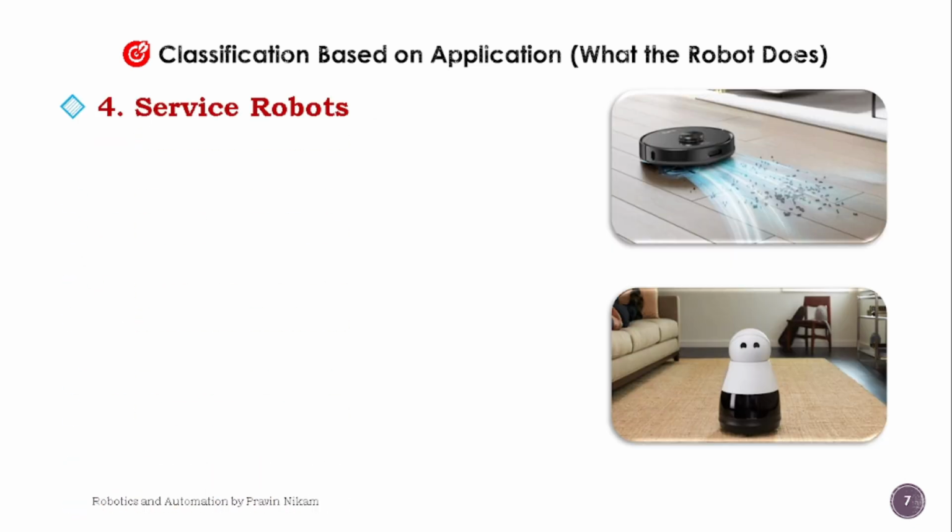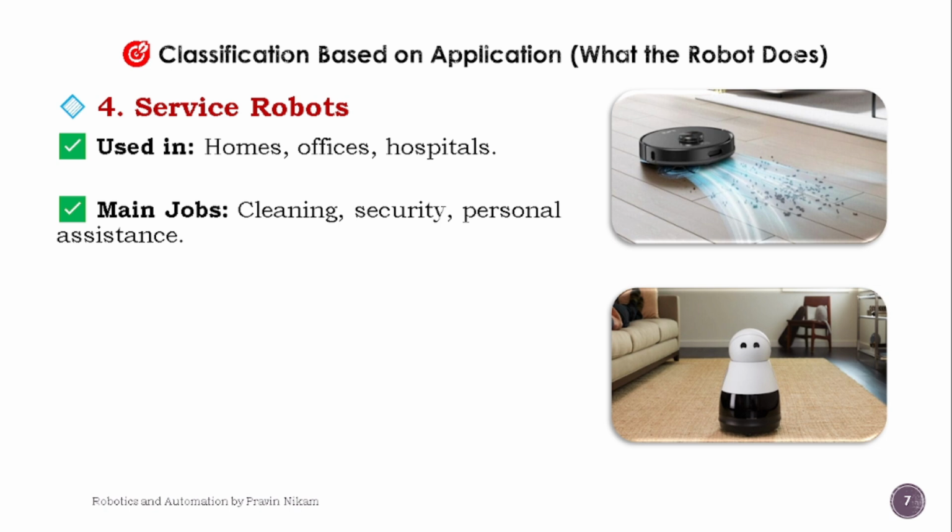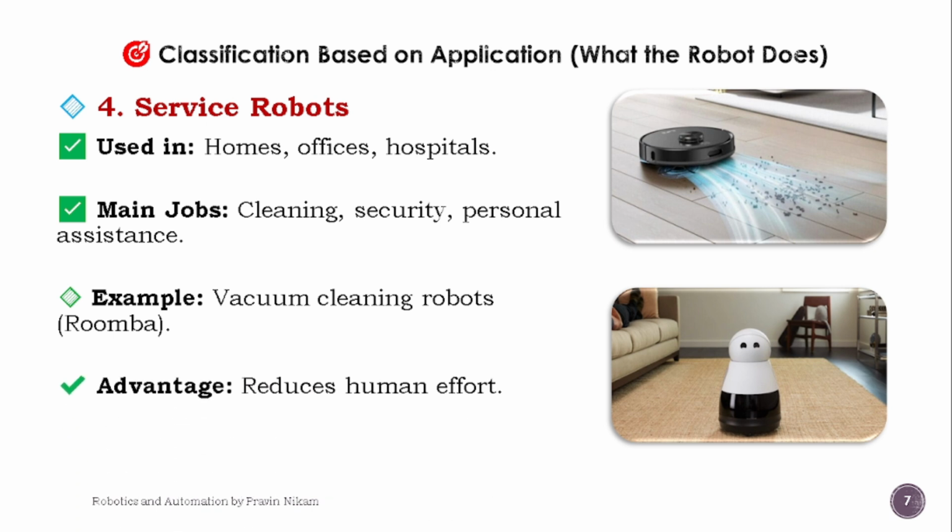And fourth type is the service robots used in homes, offices and hospitals. Main jobs of service robots are cleaning, security, personal assistance. Examples: vacuum cleaning robots. Advantage is reduces human effort and limitation is limited to specific tasks.